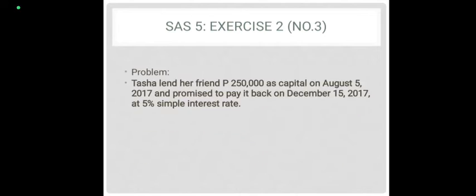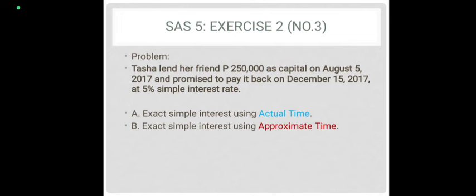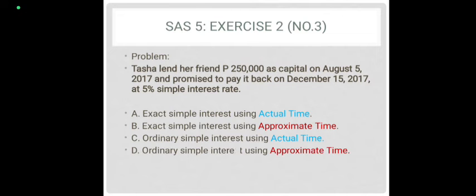We have our second problem, which is: Tasha lent her friend 250,000 as capital on August 5, 2017 and promised to pay it back on December 15, 2017 at 5% simple interest rate. So first we need to calculate the exact simple interest using actual time and exact simple interest using approximate time. C is we need to calculate the ordinary simple interest using actual time and ordinary simple interest using approximate time.